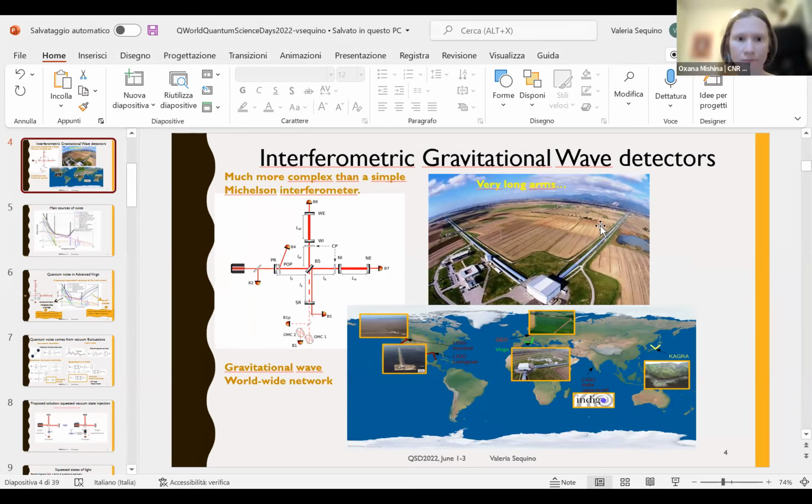Here we have private houses, we have countries, we have cars that have to pass and so on. Maybe this configuration was better.